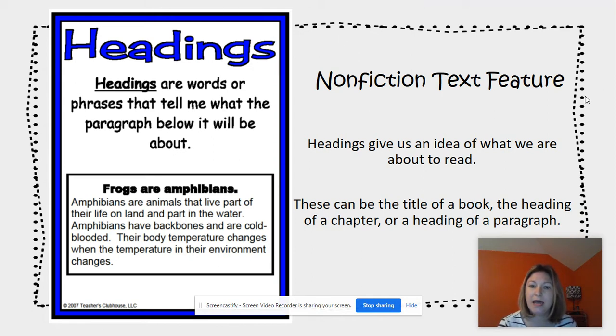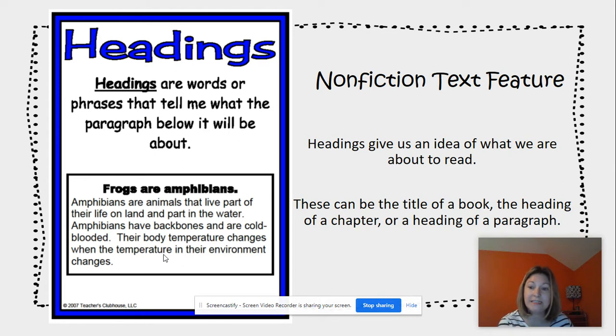So, an example that we have here, we've got the headings. This heading is "Frogs Are Amphibians." So when I read that, I think, okay, we're going to learn about how frogs are amphibians. Amphibians are animals that live part of their life on land and part in the water. Amphibians have backbones and are cold-blooded. Their body temperature changes when the temperature in the environment changes. So was that right? Was that part about how frogs are amphibians? I would say yes. And that was a good title, a good heading to tell us about what we just read.